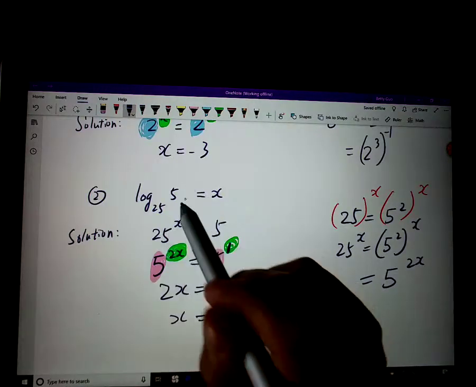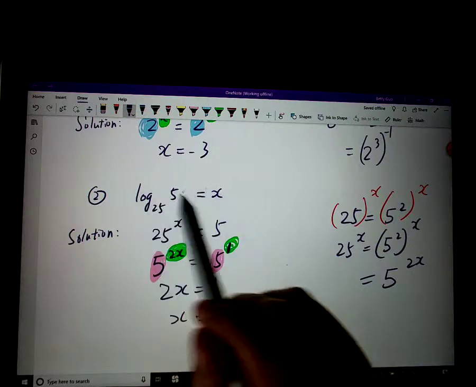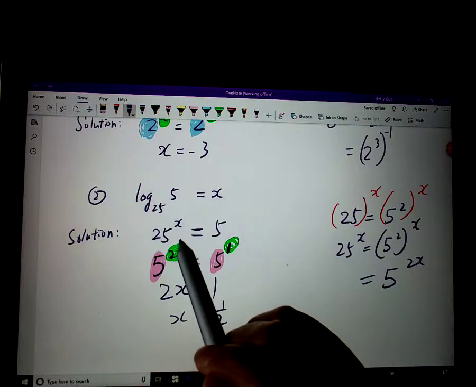Yeah, that's a trick. In the beginning, we applied the trick, converting this equation to its equivalent form.